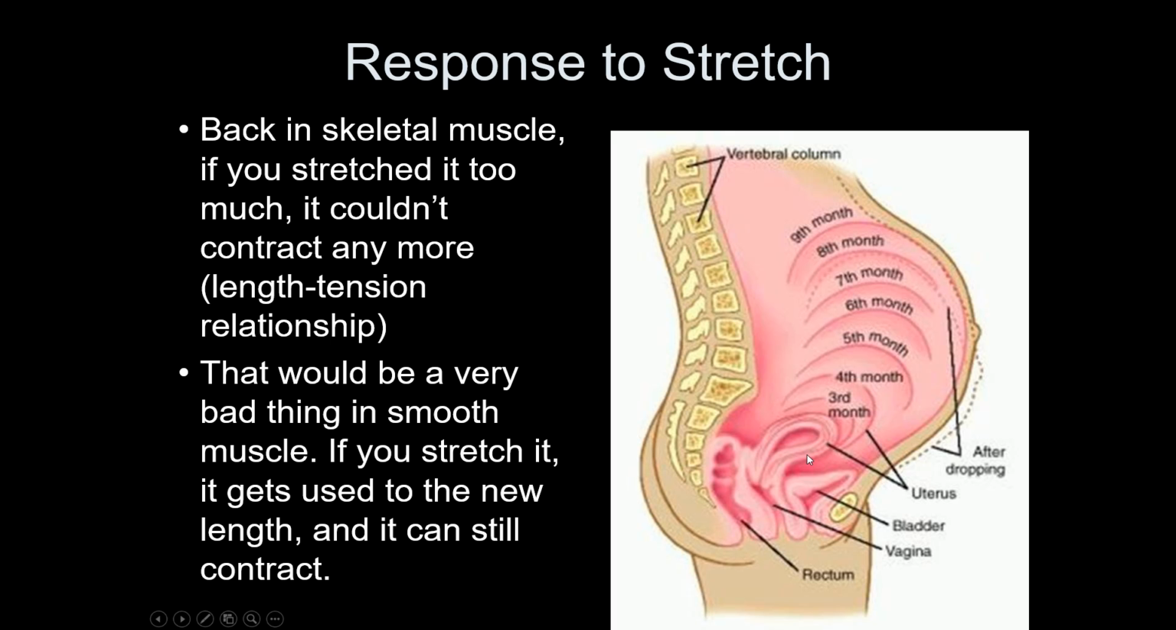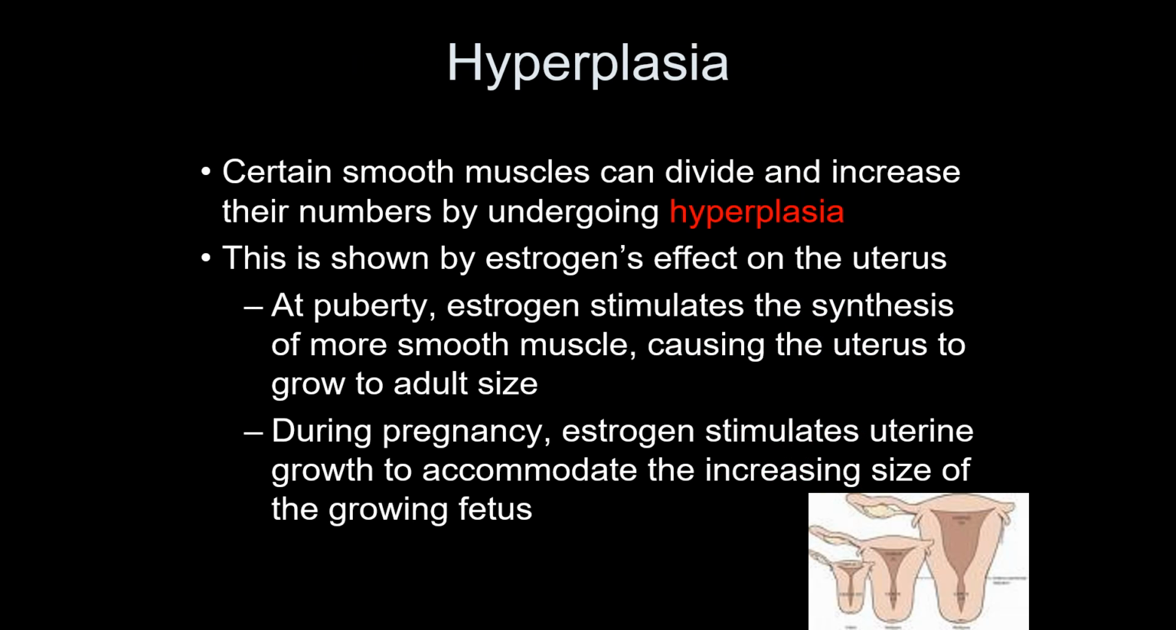This is a uterus. When you are pregnant with a baby, it stretches out a lot. If the uterus were made out of skeletal muscle, it wouldn't be able to contract once your baby was this big, but because it's made out of smooth muscle and there's a stretch relaxation response, then we can still contract to push the baby out at the end. Same thing works for the urinary bladder. It doesn't matter how full your urinary bladder gets, your smooth muscle is still going to be able to contract to push the urine out at the end.